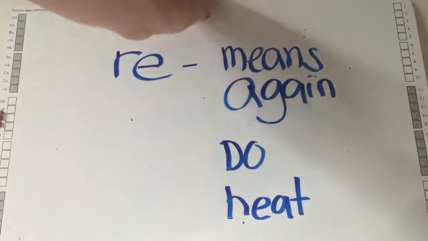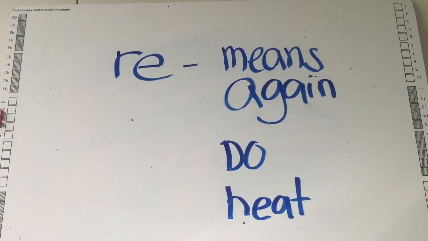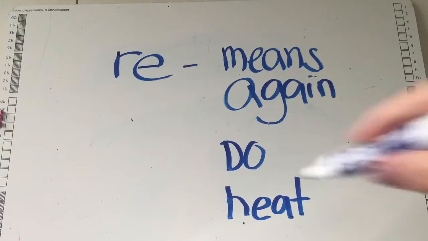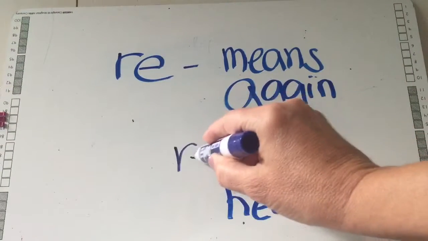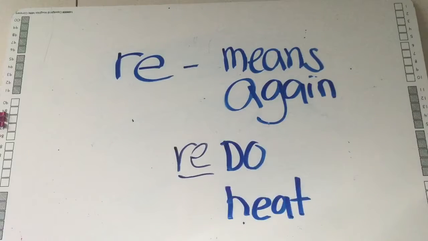Here's a word that is a prefix, re. And re means again. So if I have this word do, and I add my prefix before the word, because that's where prefixes always come in the word. They are always before the root word. I've just changed this word.